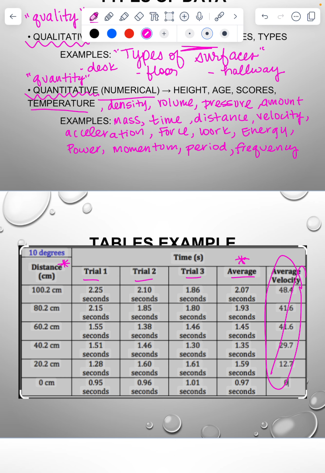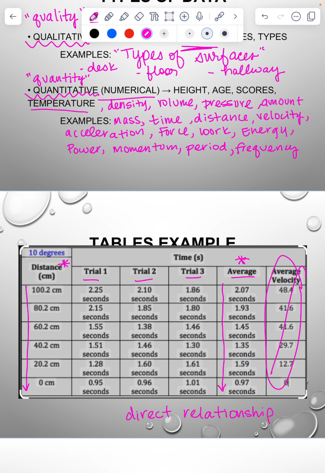If you look at that average time, as you go down the column, you can see that your time decreases. As you go down the distance column, you can also see that your distance decreases. So what we can see here is that there is a direct relationship between these. But you really have to be looking for that, and you have to know what you're looking for, because there is a lot of data in this data table.